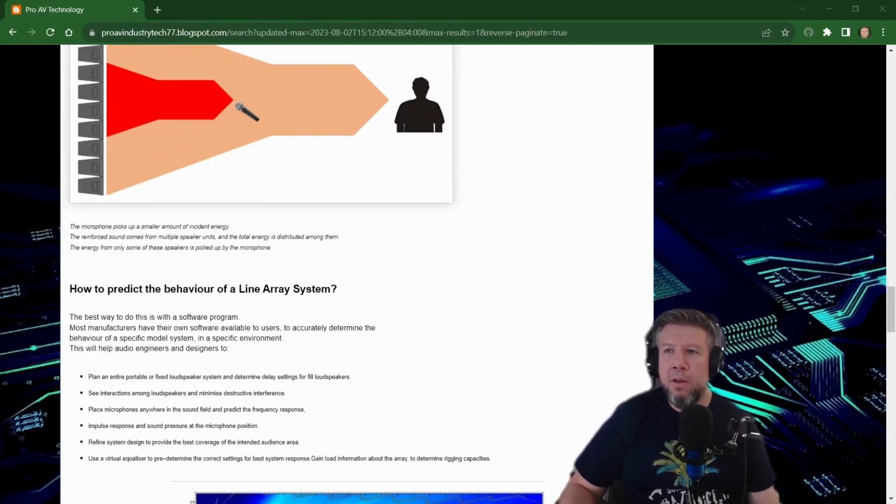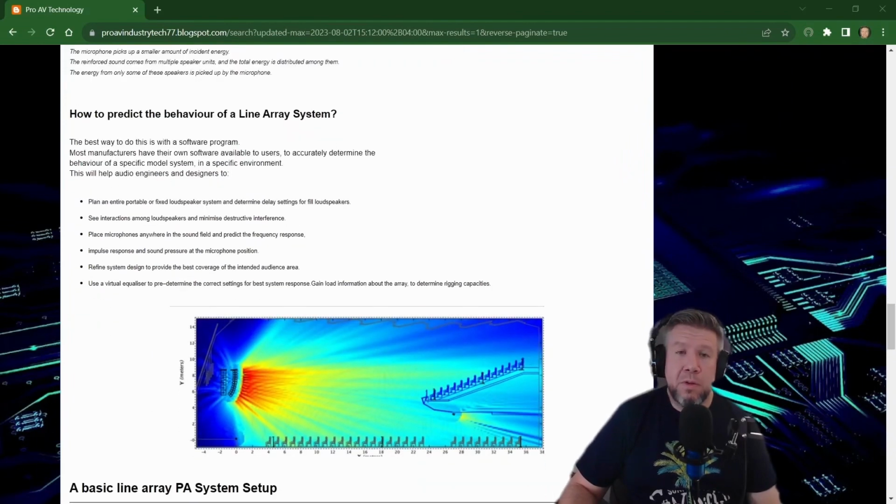So how do you predict the behavior of a line array system? Well, that's pretty simple. The majority of manufacturers nowadays have their own software that they've created and designed alongside their line array systems, so you can accurately predict the behavior of a line array system. It's all software based.